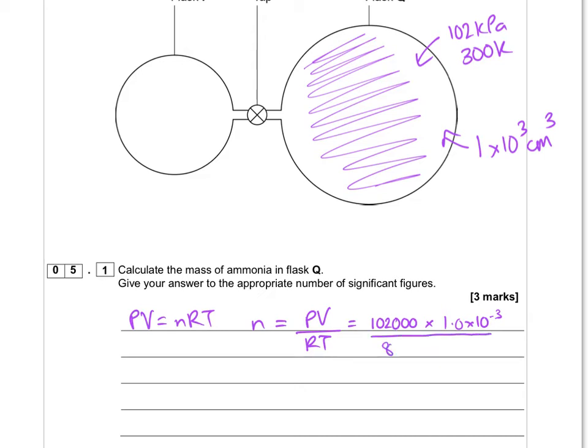R is just the gas constant, so we can put that straight in. And temperature has to be in Kelvin, and the temperature is given to you in Kelvin, so you don't have to convert that. Now, if you calculate that, the number of moles will turn out to be 4.09 times 10 to the minus 2.